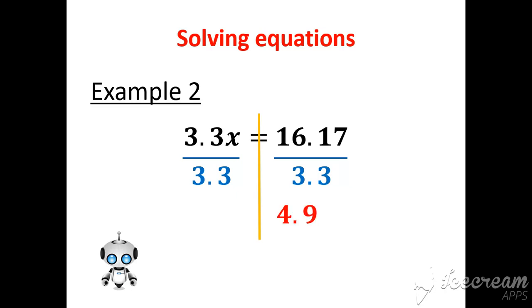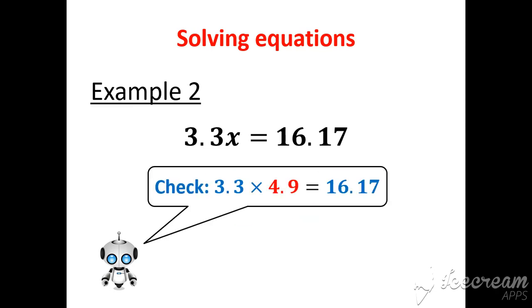On the right, I probably need a calculator to work out 16.17 divided by 3.3, and that gives me 4.9. And on the left, remember, any number divided by itself cancels to 1. So that 3.3 divided by 3.3 cancels, and we're left with just the x, the 1x. So we've solved it and worked out that x is equal to the number 4.9. Again, a very quick check to make sure that 3.3 times our x value of 4.9 does indeed give us 16.17.